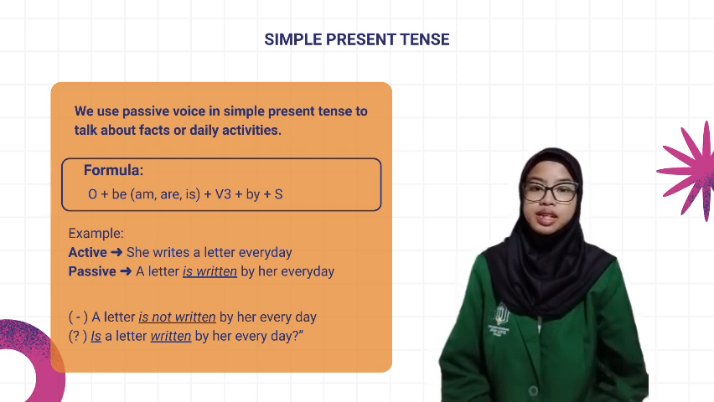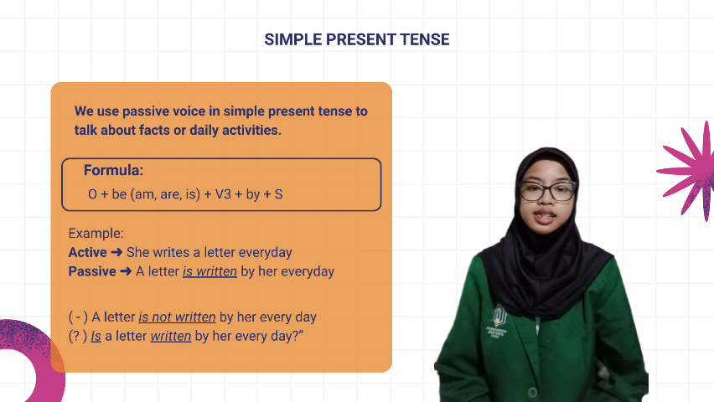For example, the active sentence, she writes a letter every day. Pasifnya, a letter is written by her every day. Because a letter is singular, we use is. The verb write changes into written. The negative, a letter is not written by her every day. Interrogatifnya, is a letter written by her every day?